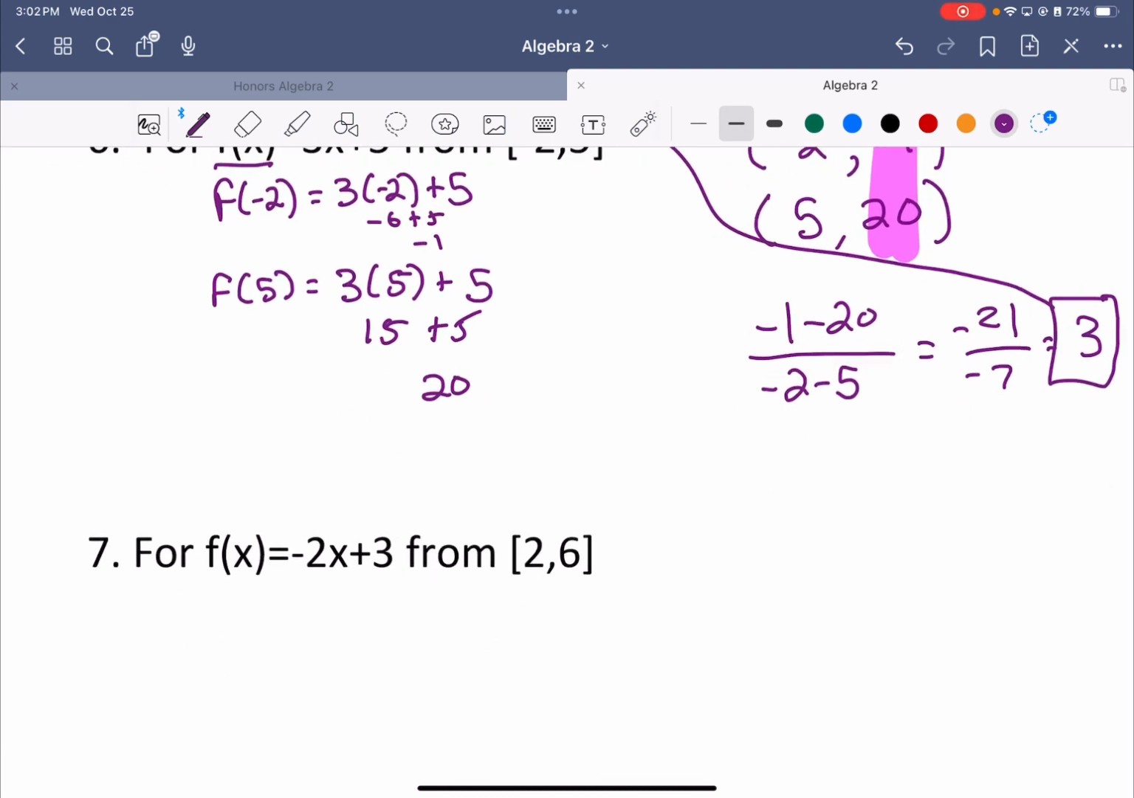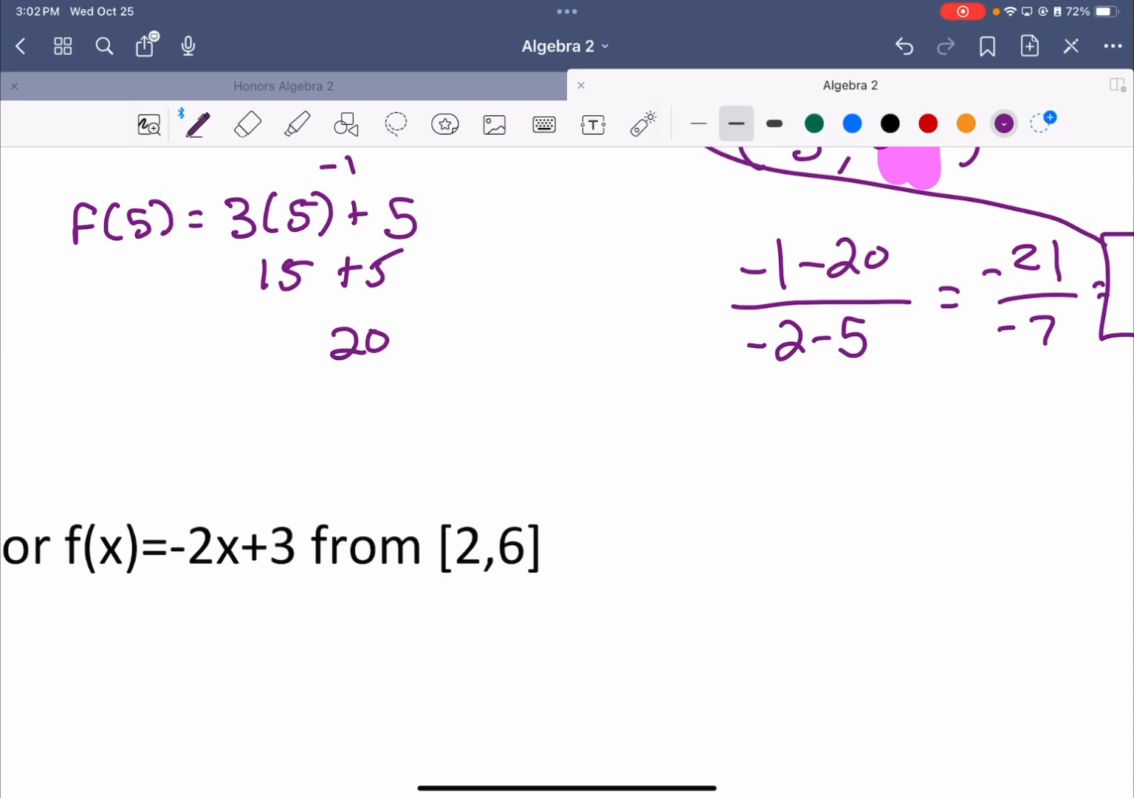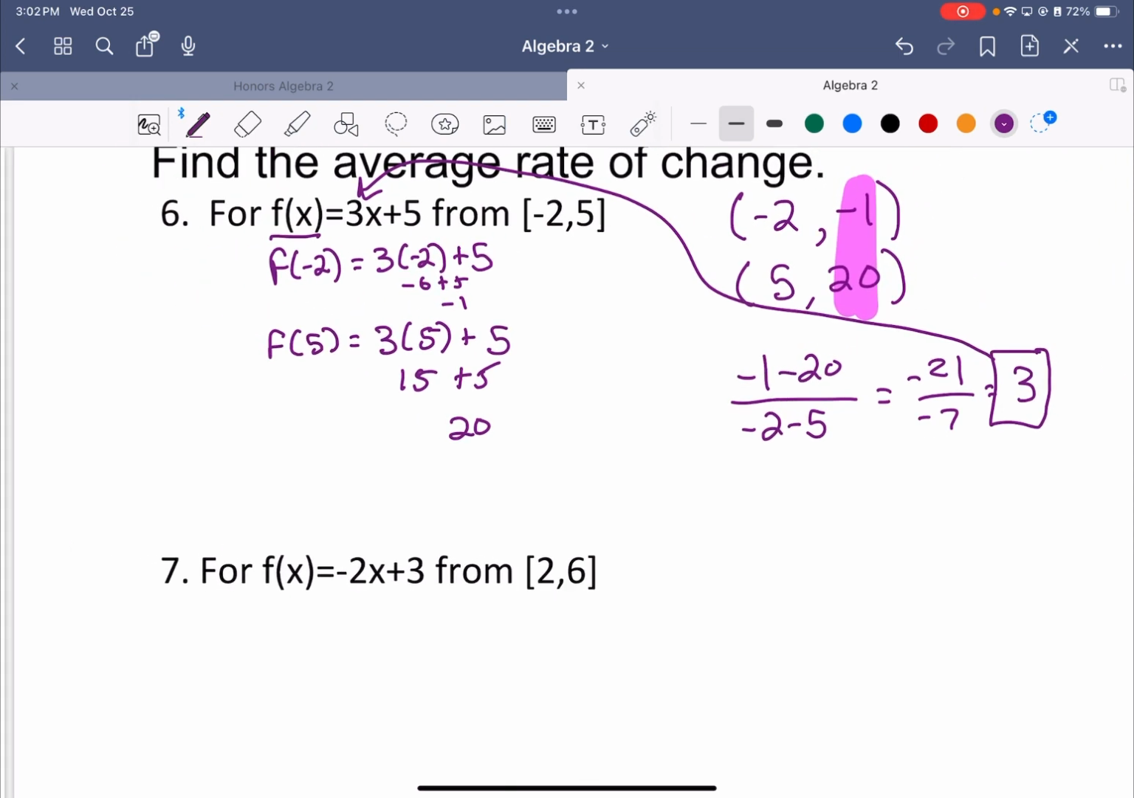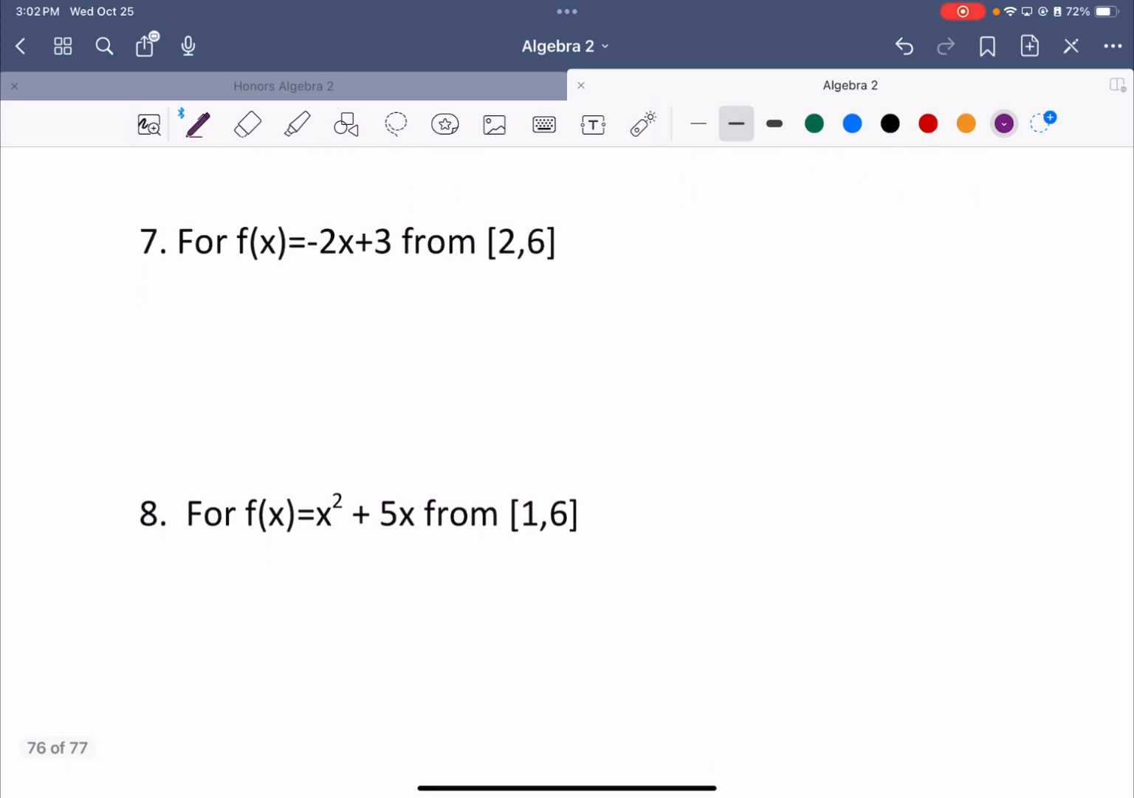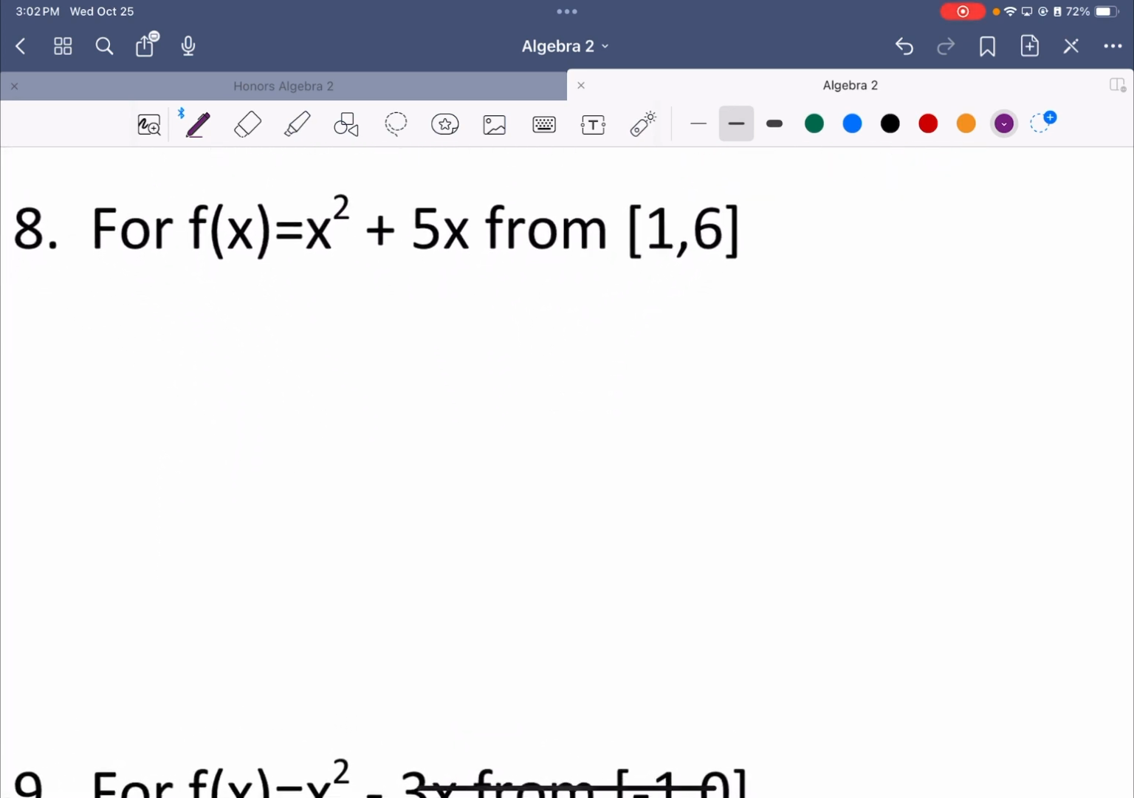Okay. So the average rate of change of this one is just going to be negative 2. But obviously we're not going to have things that aren't linear all the time. So let's look at this one. f of x is equal to x squared plus 5x. We're going to look at this over the interval from 1 to 6.